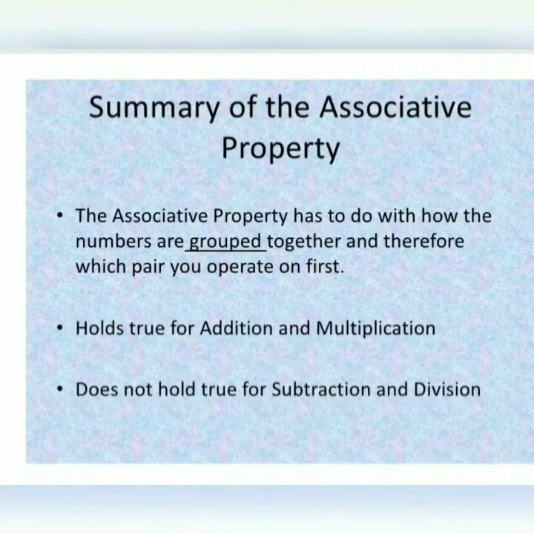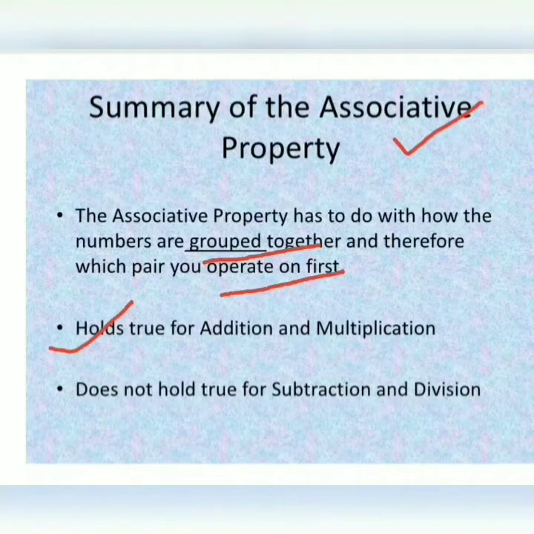So here's the summary of the associative property. In the associative property, we get to know how we have to group together, and which group will be operated firstly. So from the mentioned examples, what we get to know? We get to know that the associative property holds true for addition and multiplication, and it does not hold true for subtraction and division.